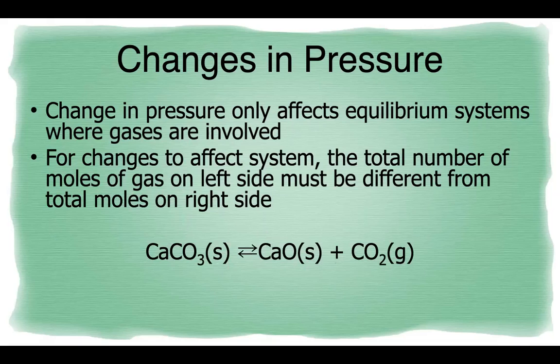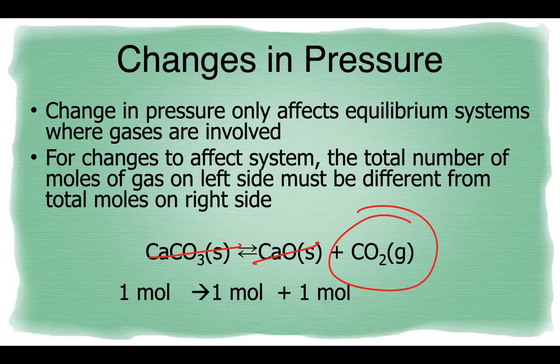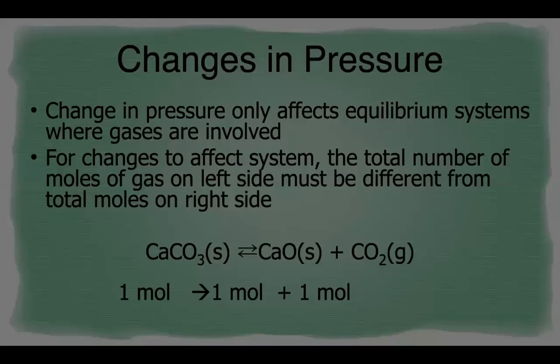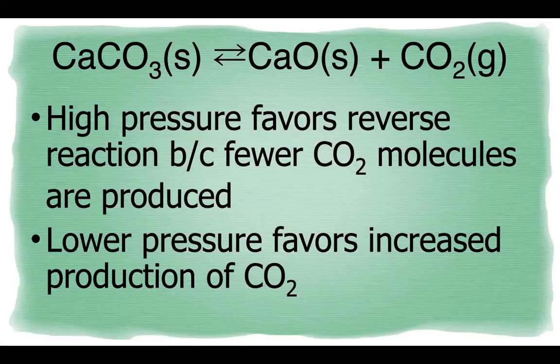So for this example, we have 1 mole of solid on the left-hand side, so that's not affected by pressure. And we've got 1 mole of solid on the right-hand side, but we do have 1 mole of gas on the product side here. A high pressure is going to favor the reverse reaction because fewer CO2 molecules are produced.